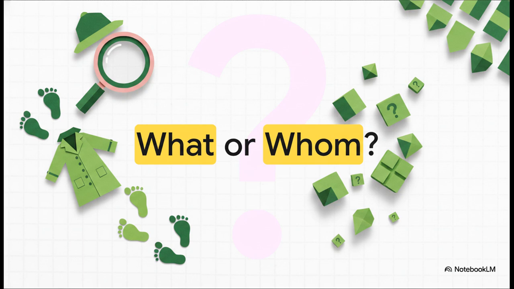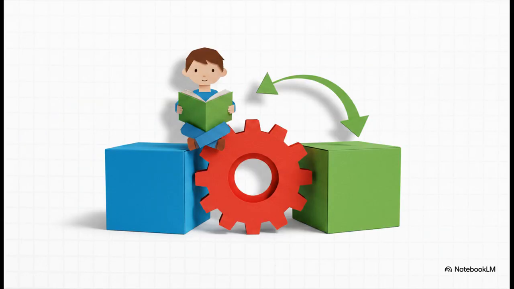Here is your final detective clue to find that solid green block. Once you have your subject and your verb, simply ask what or whom the action is happening to. Let's test it out together.